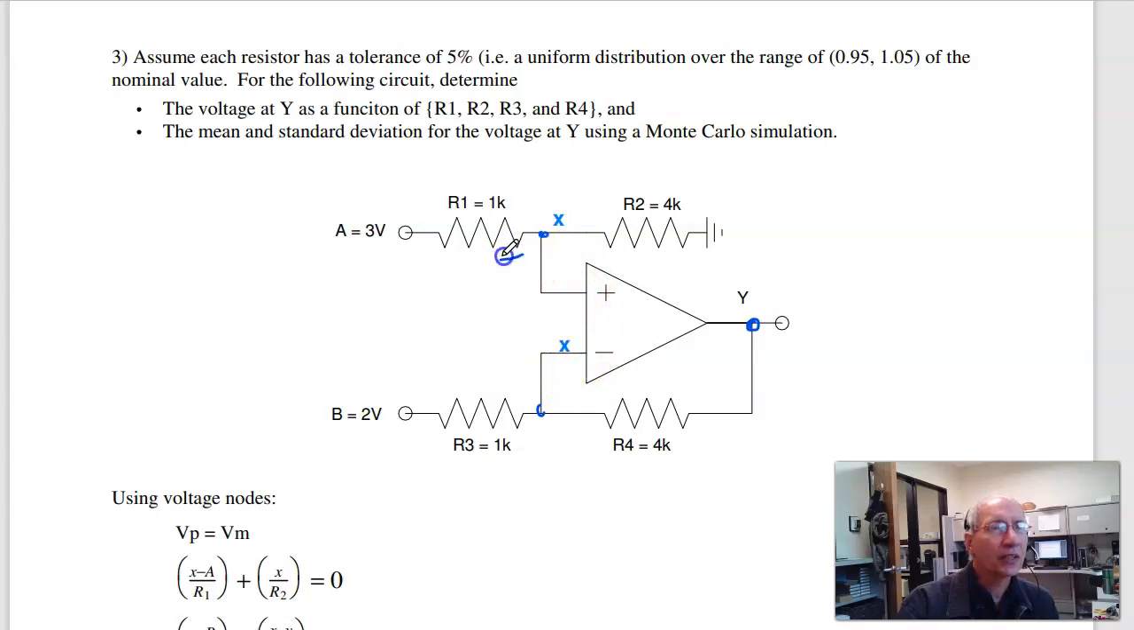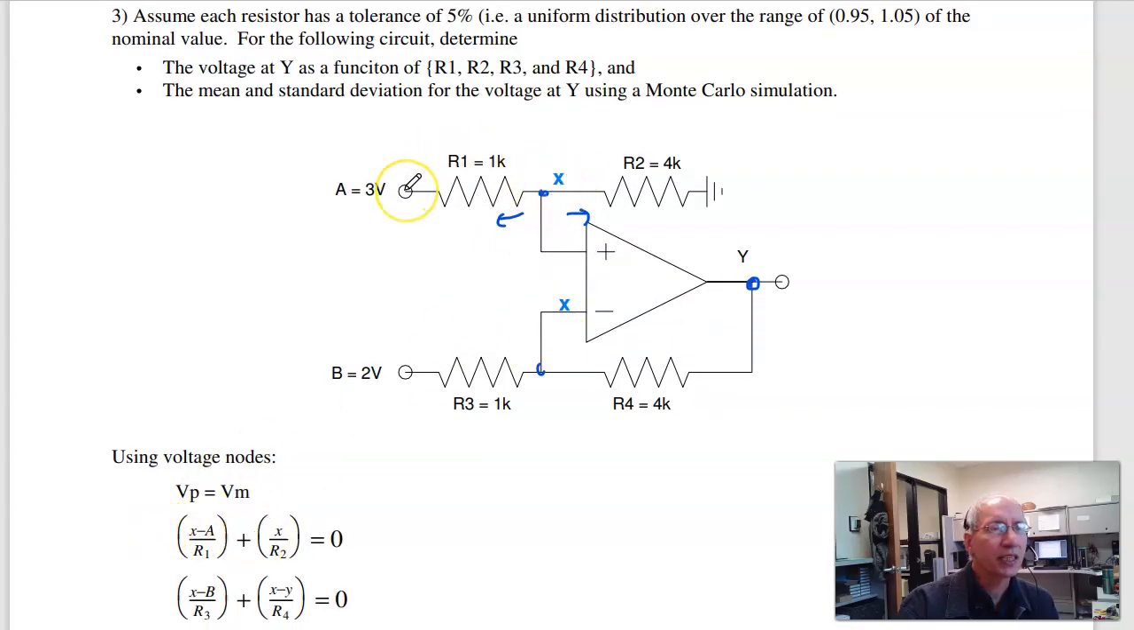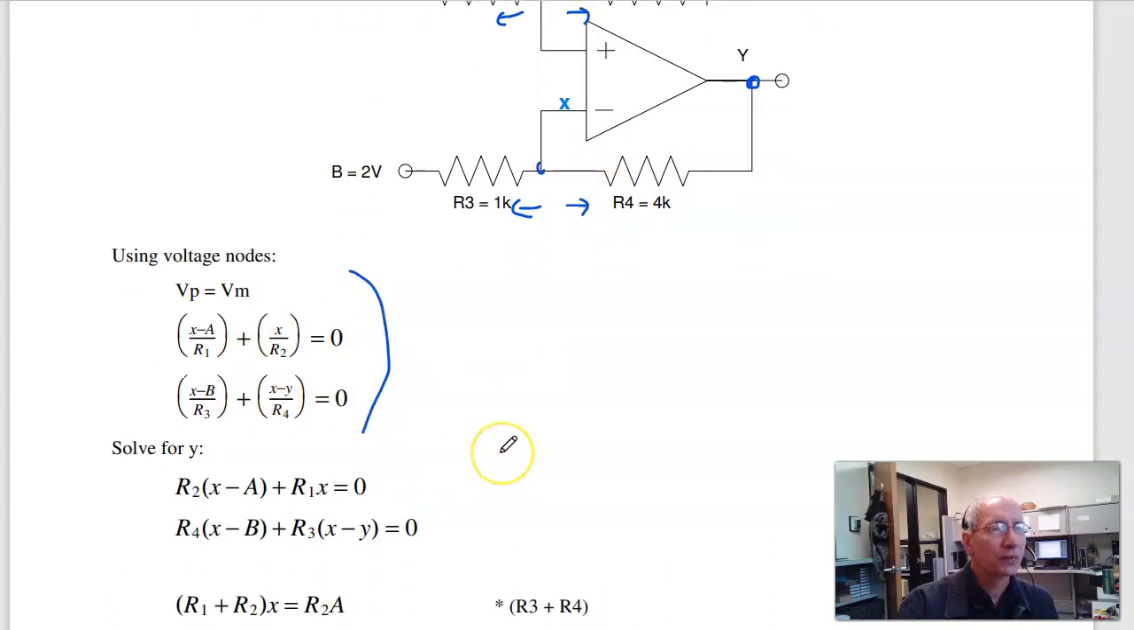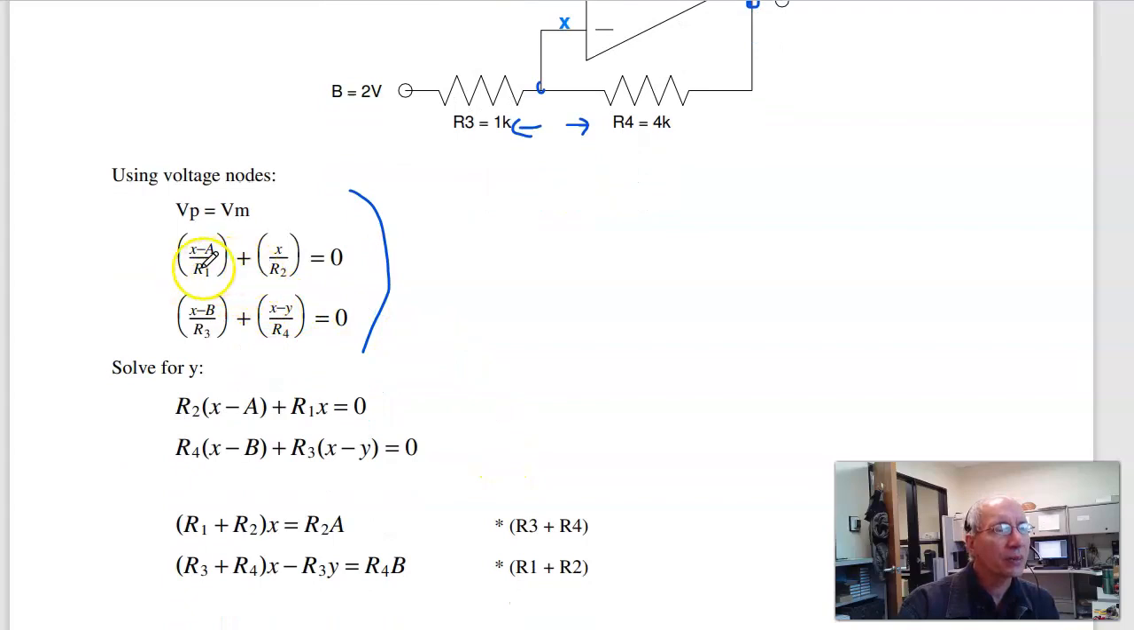For the first one, at this point, current left plus current right equals 0. That's conservation of current. So that's X minus A over R1 plus X minus 0 over R2 equals 0. At this node, current left plus current right equals 0. X minus B over R3 plus X minus Y over R4 equals 0. 3 equations, 3 unknowns, solve. Well, I can do that clearing out the denominator, multiplying through by R1 times R2. Gives me this equation, multiplied by R3 times R4, this equation.